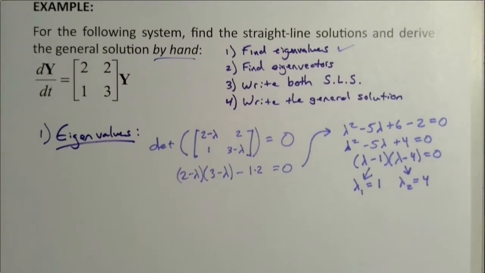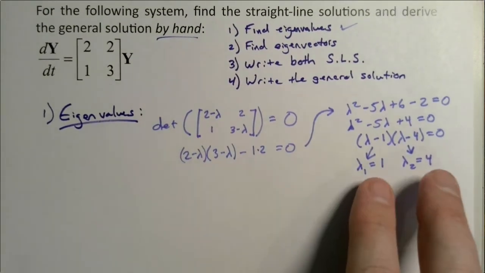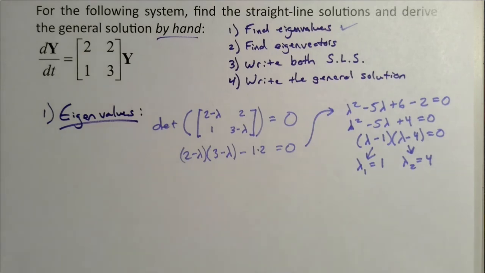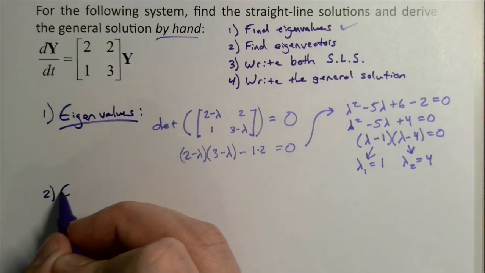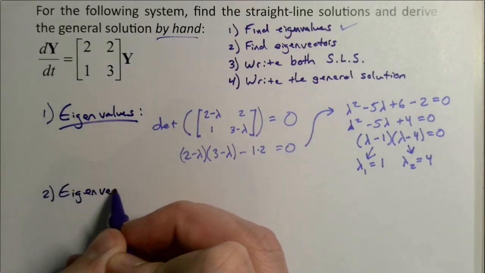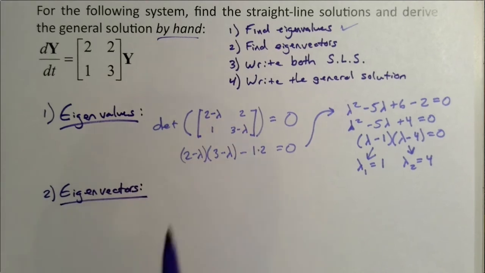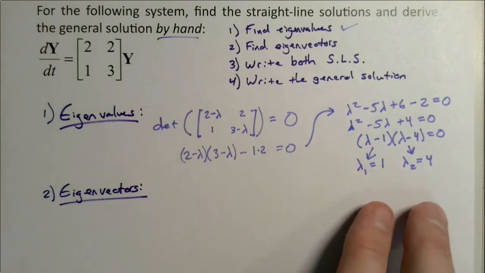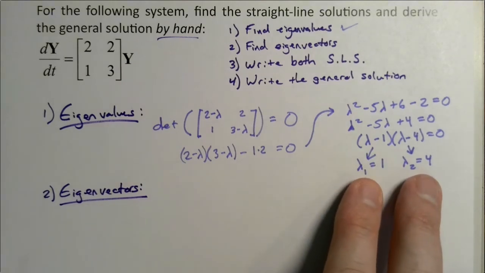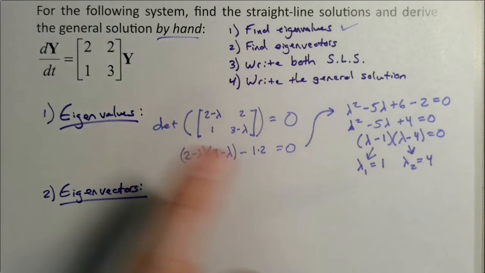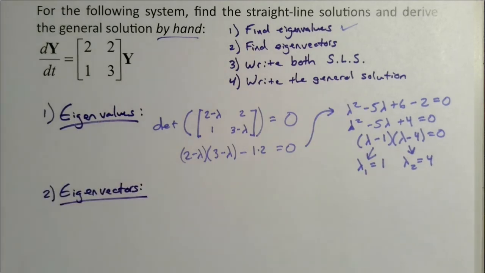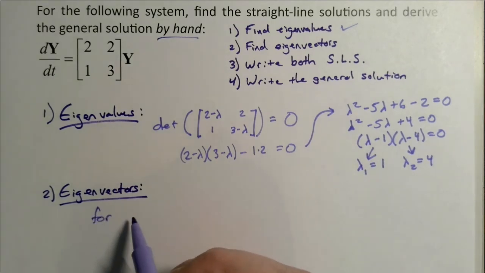Step 2, now that we know the eigenvalues, we can find their associated eigenvectors. So step 2 is all about what are the eigenvectors. And eigenvectors require us to kind of take each one of these one at a time and use that familiar equation of A times the eigenvector must be equal to lambda times the eigenvector. So we're going to do this for each one of our eigenvalues in turn.